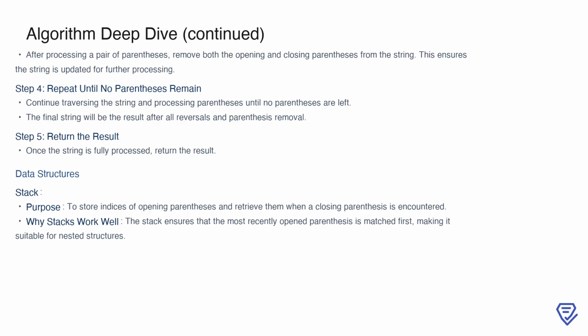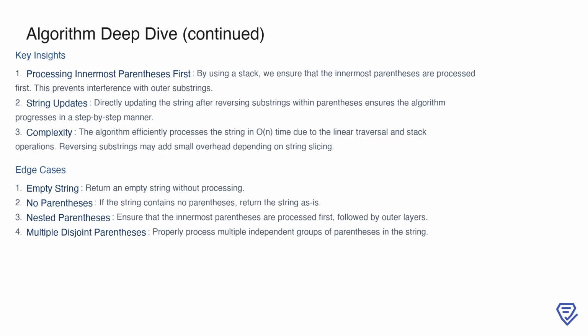Throughout this process, the stack is the core data structure that allows us to handle the nested or disjoint parentheses efficiently. By storing the indices of opening parentheses and retrieving them in the correct order, the stack ensures that the algorithm remains simple and effective. The key insight here is that by using a stack, we always process the innermost parentheses first. This ensures that nested substrings are handled without interfering with their outer layers. Directly updating the string after reversing each substring helps the algorithm progress step by step, maintaining clarity and simplicity.